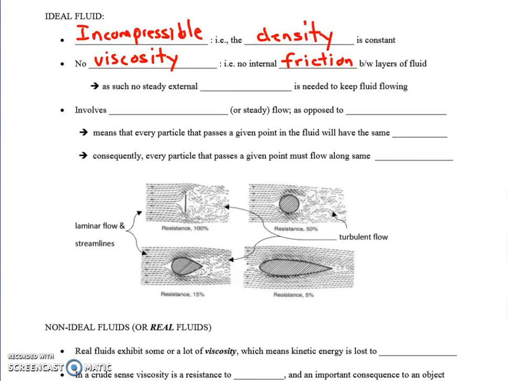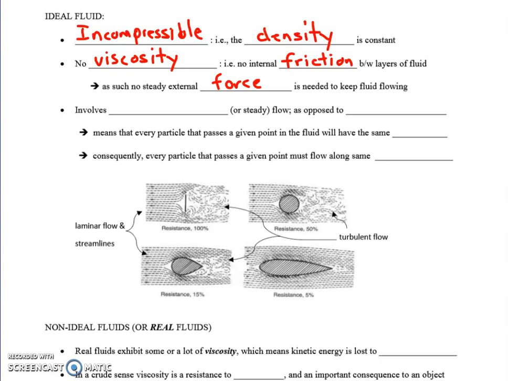Okay, so as such, if you have a fluid with no viscosity, you don't need an external force to keep it flowing. In other words, if you spill water, it will keep flowing indefinitely because there's no internal forces to prevent the layers of liquid slipping over each other. Whereas if you spill, let's say, syrup or honey, they won't flow indefinitely because of internal forces will prevent it. So you need a constant force to keep it flowing.